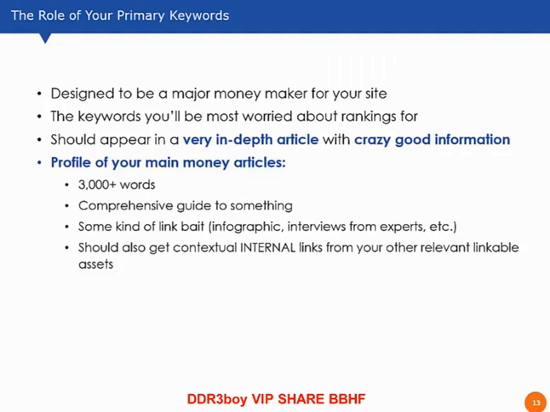So in general, the profile of your main money articles are that they're 3,000 plus words. And I know people who have a lot of success with like 10,000 word articles or so. But we're talking pretty long, not your standard $20, 1,000 word article. It's usually a comprehensive guide to something. And if you want a really great example of what type of content that means, go look at Backlinko or QuickSprout. They get a very large chunk of their links through comprehensive guides.